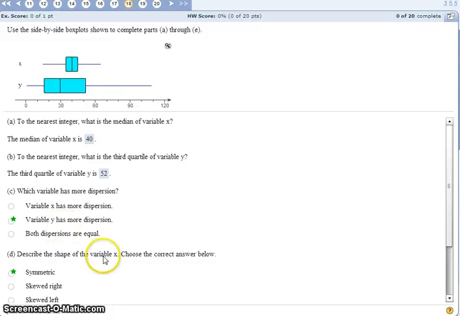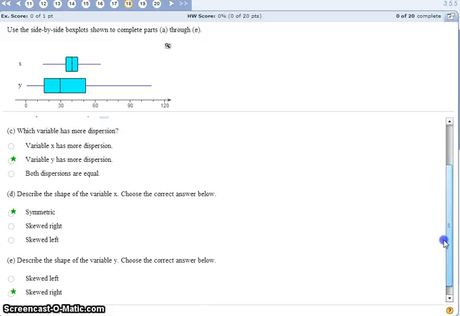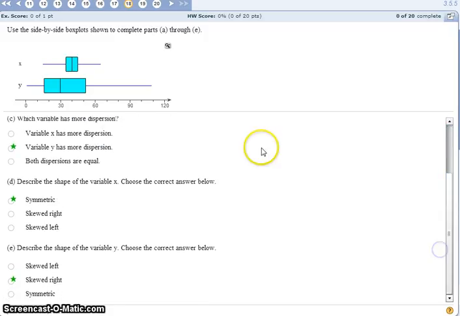Describe the shape of X. It's pretty symmetric. The quartile 2 looks like it's right in the middle, and then the whiskers come out the same length on each side, so it's symmetric. And then the shape of Y, and it looks like it's skewed to the right, which just means there's more data that trails off to the right as compared to the left. So this whisker here extends a lot farther right than we have the whisker extending left, so we say the data is skewed to the right.